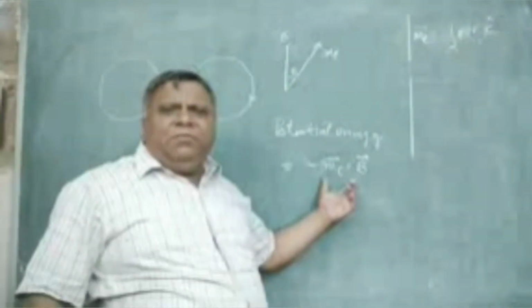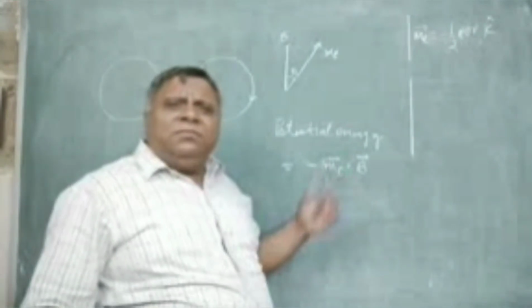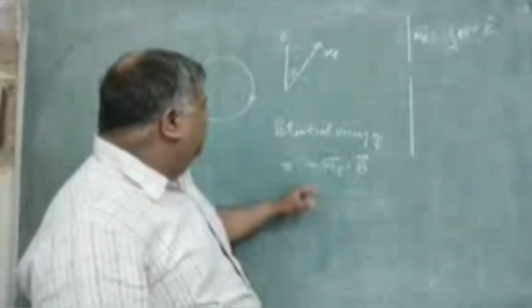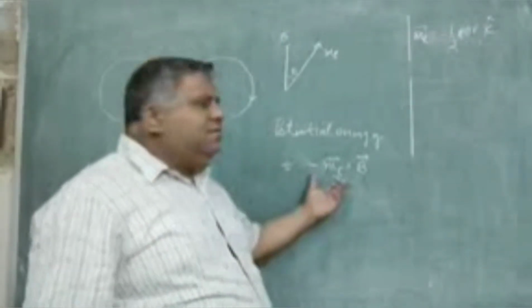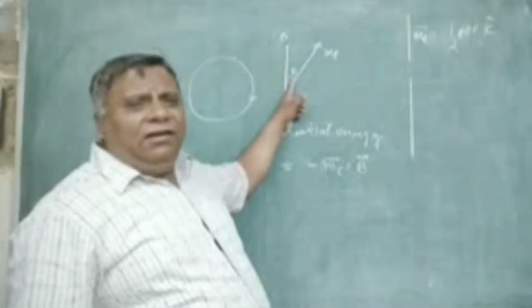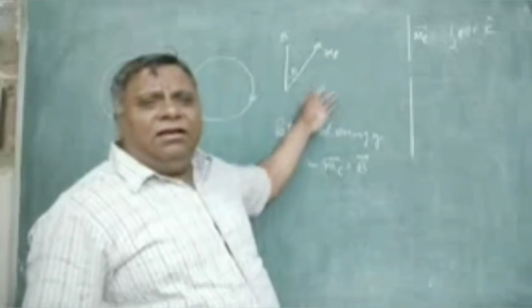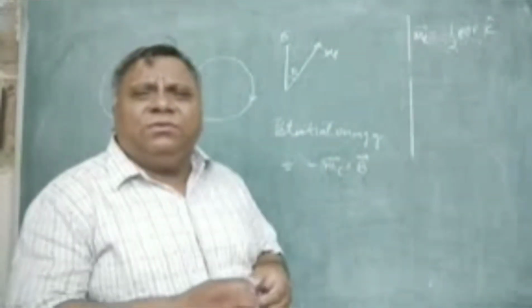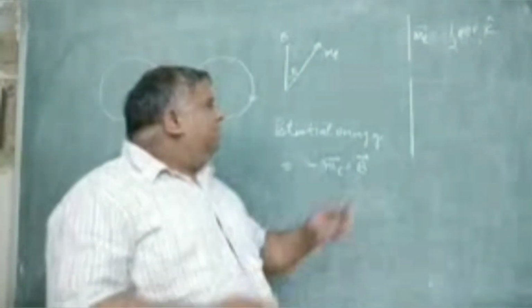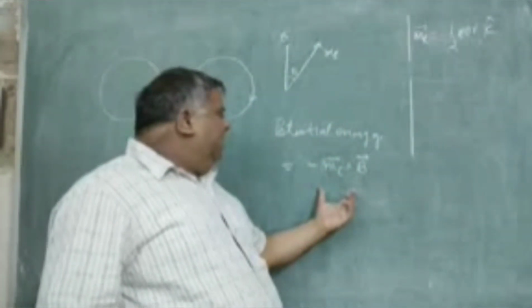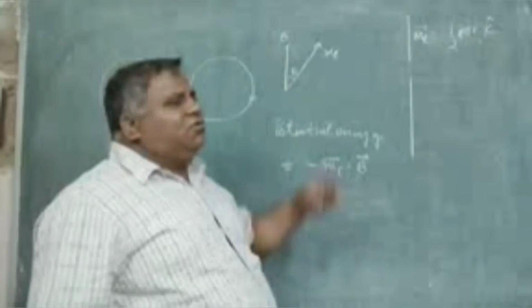Is ml dot B minus ml dot B. That is the minimum of potential energy is along the field, that is in theta equal to 0 direction. This direction is the direction of magnetic moment, this is the direction of field. Theta is the angle between these two vectors.